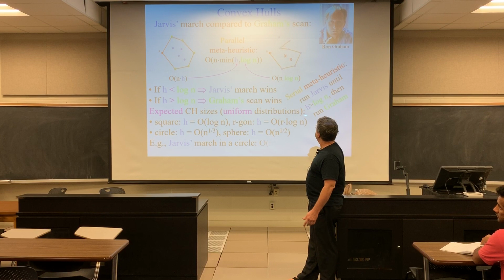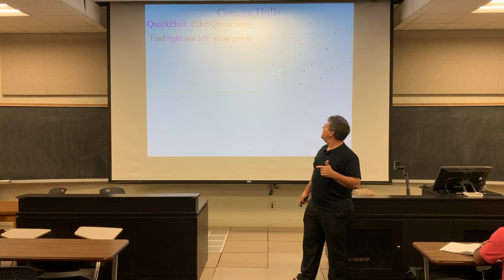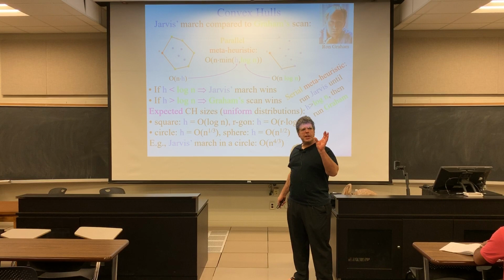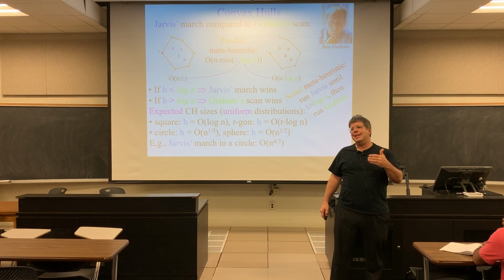The time complexities are incomparable. One works in n times h time, the other works in time n log n, and either one is better than the other. It depends how h, the size of the convex hull, compares to n, the number of points. Of course, h can never exceed n, but it could be pretty close to it, or it could be a small constant, depending on the circumstances.